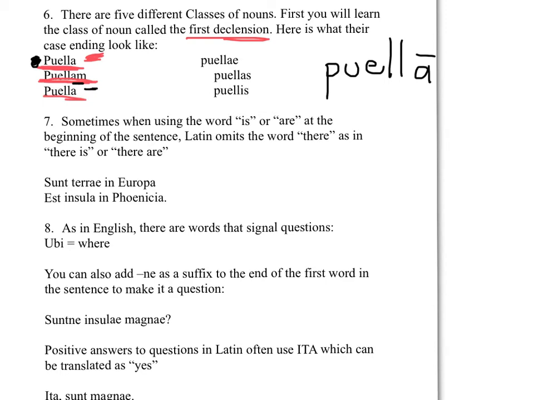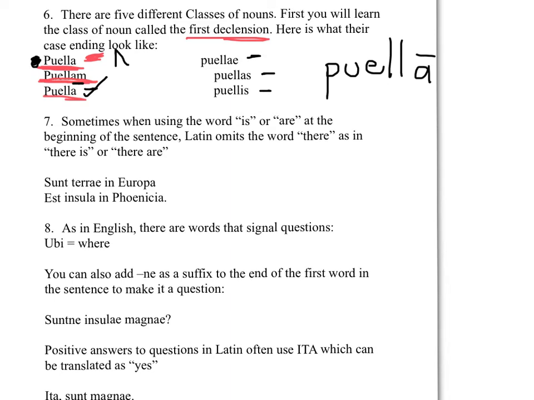Puellā is the ablative singular feminine. So again, puella is the nominative singular feminine. Puellam is the accusative singular feminine. And puellā, sorry, I pronounced it wrong myself, puellā is the ablative singular feminine. Then you move on to the plural. Puellae is the nominative plural feminine. Puellās is the accusative plural feminine. And puellīs is the ablative plural feminine.